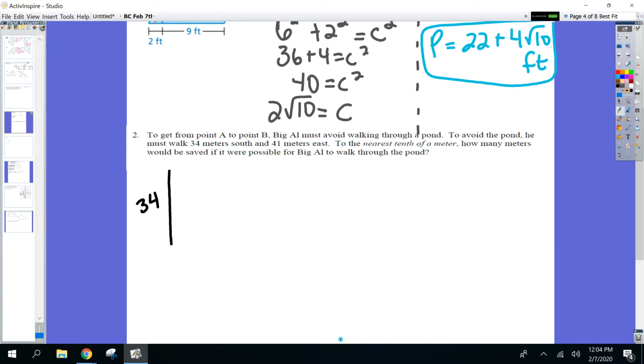East. So we went 34 meters to the south, 41 meters to the east. Well, right now, when he did that, how many meters has he walked? So right now he's walked 75. But if he went through the pond, how many meters could he have saved? So we need to find the length of the hypotenuse, the pond, right?